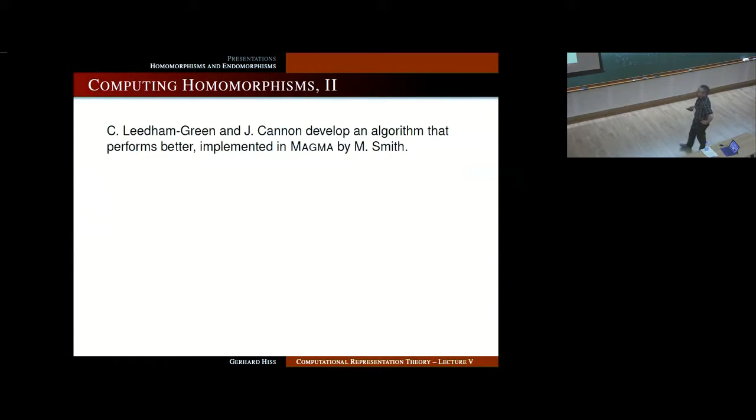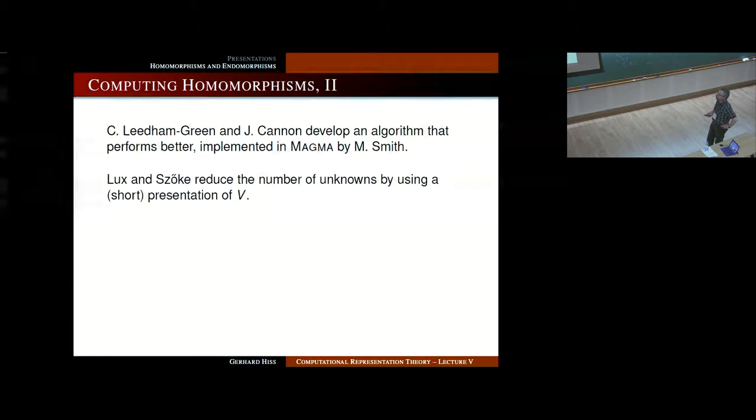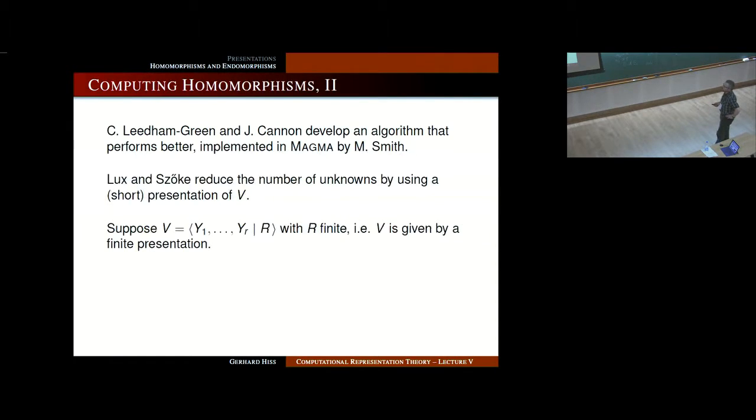There have been some suggestions by Charles Leedham-Green and John Cannon for improvement. In particular, instead of working with actions of generating matrices on the modules, one works rather with presentations of modules, which can reduce the number of unknowns. So this is an algorithm due to Lux and Magdolna Szőke.